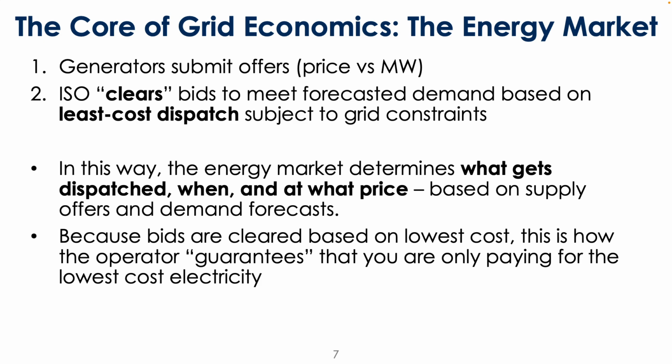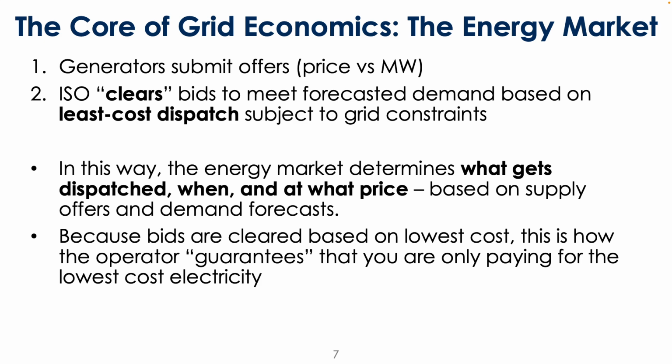Okay, and so the ISO clears the bids at the clearing price that I was mentioning, right? So that's the final bid price in order to meet forecasted demand based on this least cost dispatch. And then there are other complicating factors there, subject to grid constraints. Right, so this is how our energy market determines which power plant gets dispatched.